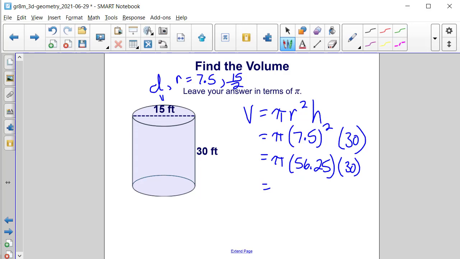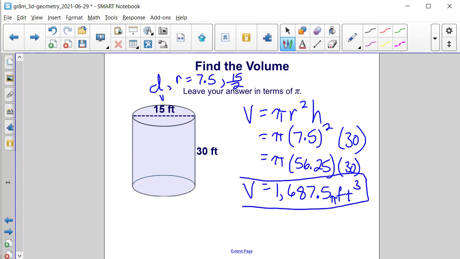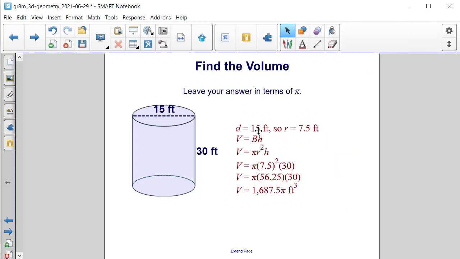And when we do that, we will get 1,687 and 5/10, or a half, pi cubic feet. And here we can see that the solution that's been calculated in this problem does indeed match what we found of 1,687.5 pi cubic feet.